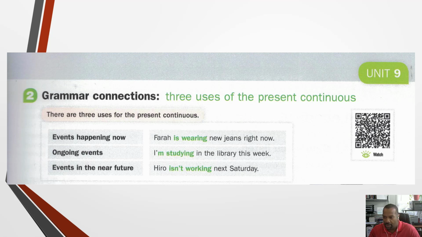I'm not telling you that I'm studying on Monday, I'm studying on Tuesday, I'm studying on Wednesday. I'm telling you that I'm studying the whole week. And then the last use is events in the near future. I don't use this as much because I like to use the future tense to talk about things that are happening in the future. But this is a use for the present continuous tense that gives us an option to use for events in the near future. Hiro isn't working next Saturday. Hiro isn't working or is not working next Saturday. Now, if you have the chance or the ability to scan this barcode, you can watch the video that goes along with these 3 uses for the present continuous tense.